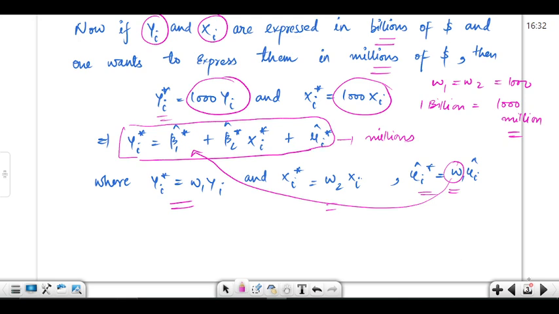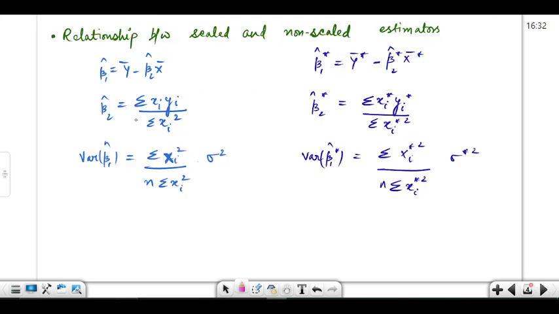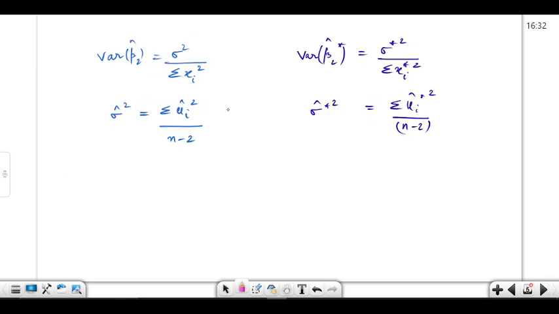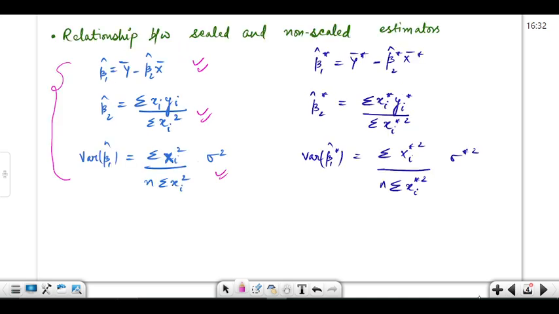I know from the previous videos that these are the formulas to estimate these estimators. We have done these formulas previously. We have some more formulas here, like the variance of beta 2 hat and sigma hat square. All these formulas were done previously for the normal regression model. These are the formulas for your new regression with a different scale and units.